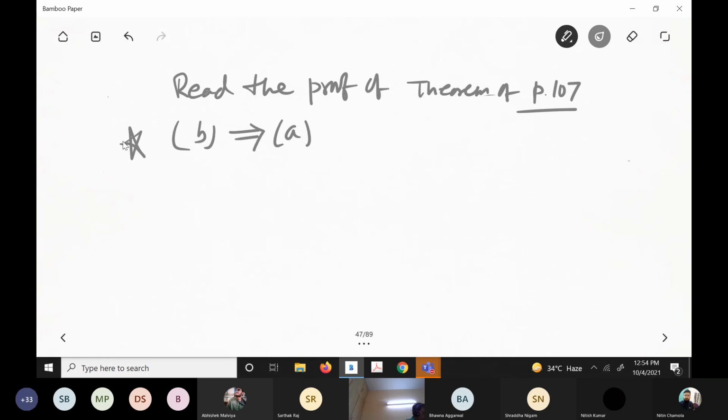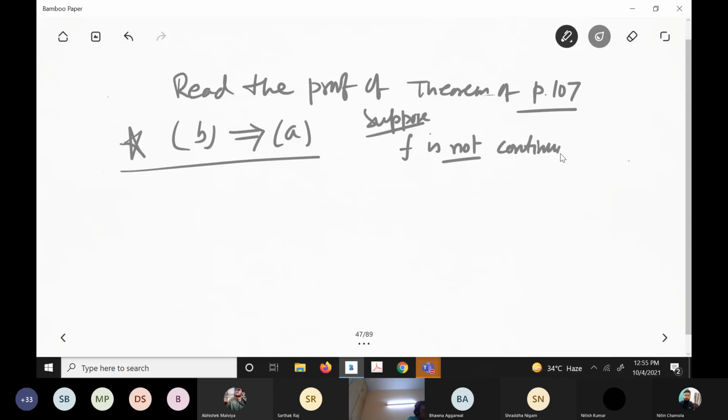For the trick, here I am proving by contradiction. You should look at what I am proving. Suppose, if possible, f is not continuous at x. But you have this condition B, that means whenever x_n goes to x, f(x_n) goes to f(x).